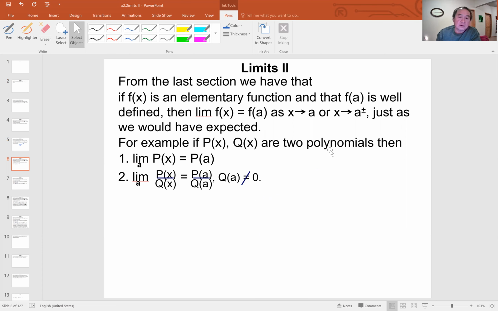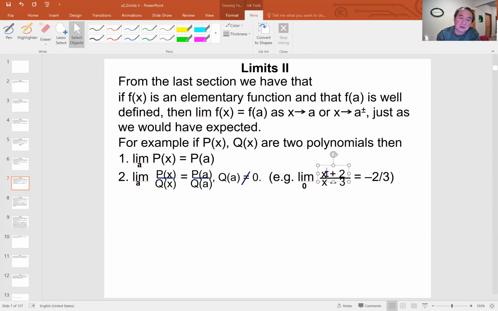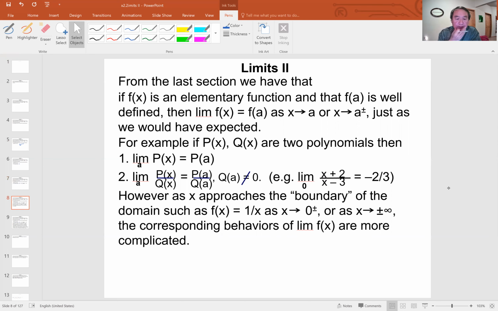And if I make a quotient of two polynomials, as long as the denominator is not 0, if I want to find the limit, I can just plug in the top and plug in the bottom, and find out where the numerator and the denominator go. So if x goes to 0, then I put 0 in, and I get 2 over minus 3. On the calculator, the quotient gets closer and closer to minus 0.6666, which is minus 2/3.